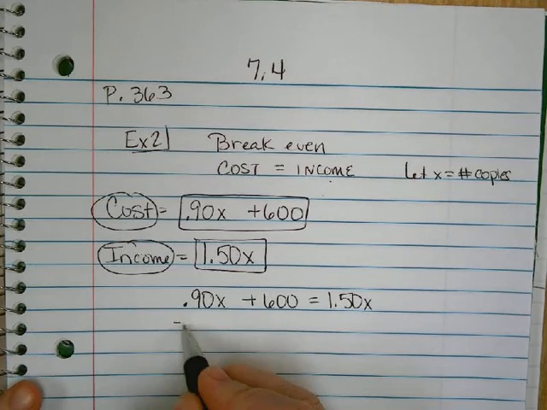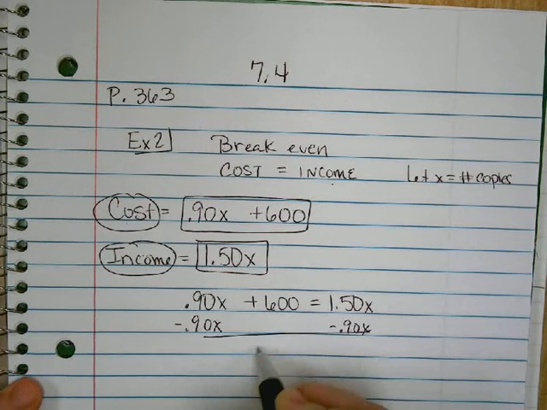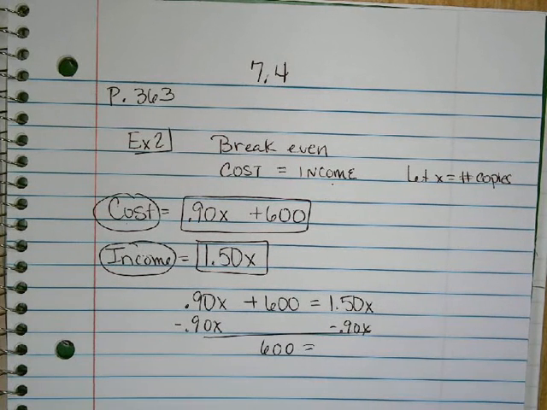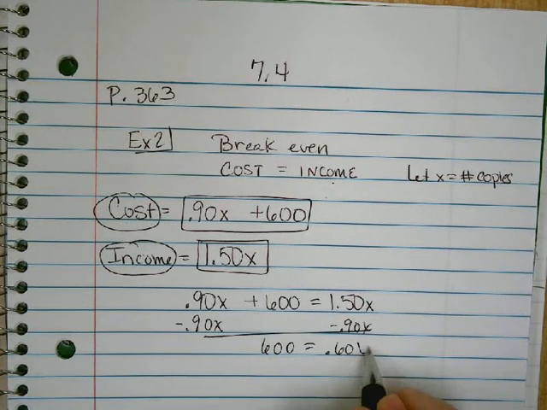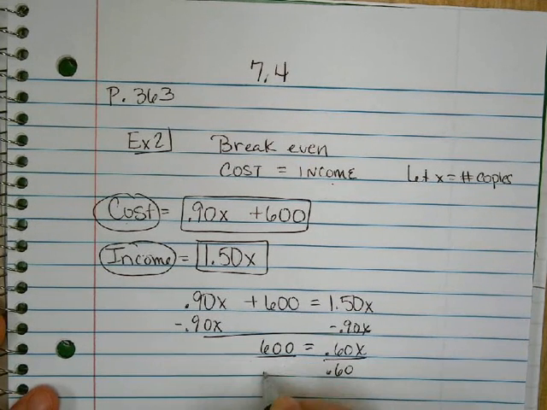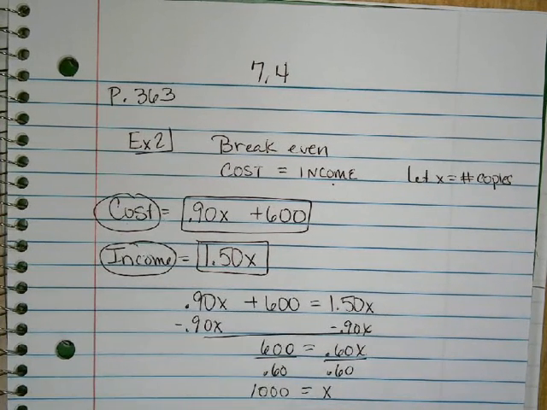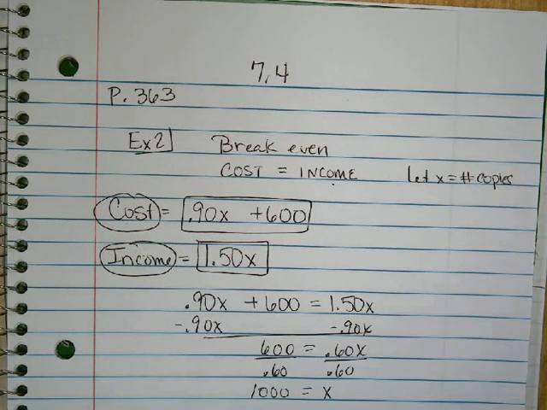Subtract the 0.90x. So 600 equals 0.60x. Okay. And then what do we do? Divide. X is 1,000. What does that tell you? Okay, so we got 1,000. 1,000 what? 1,000 copies. If you sell 1,000 copies, you break even.